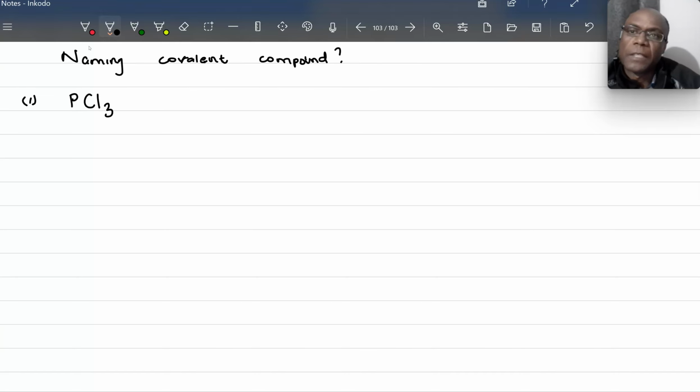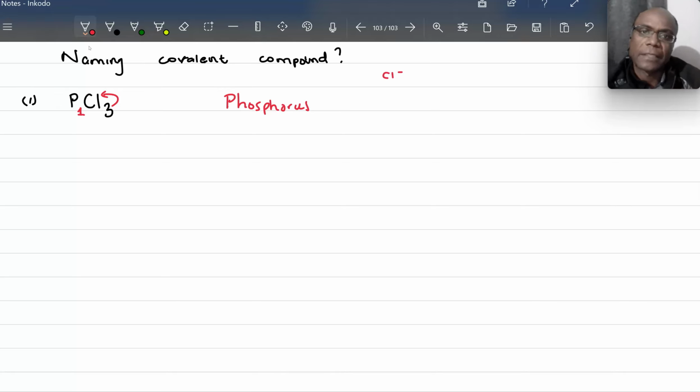Both phosphorus and chlorine are nonmetals. I see I only have one phosphorus. There's an implied one as a subscript of the P. So we don't say monophosphorus. We're just going to call it phosphorus. And then I see I have 3 Cls. When chlorine is an anion, Cl minus, it becomes a chloride, but there's 3 of them, so trichloride. That takes care of that.